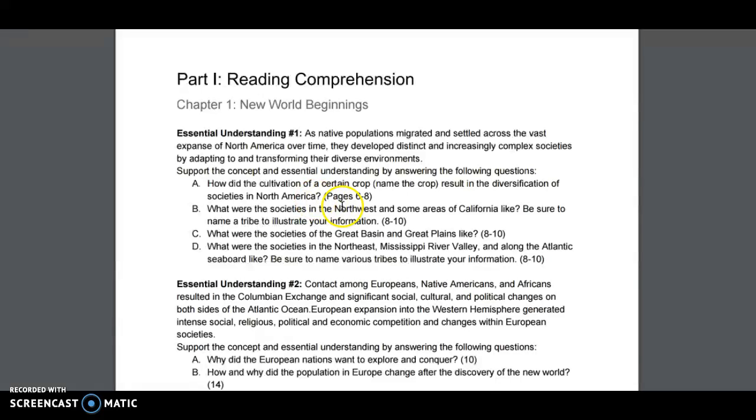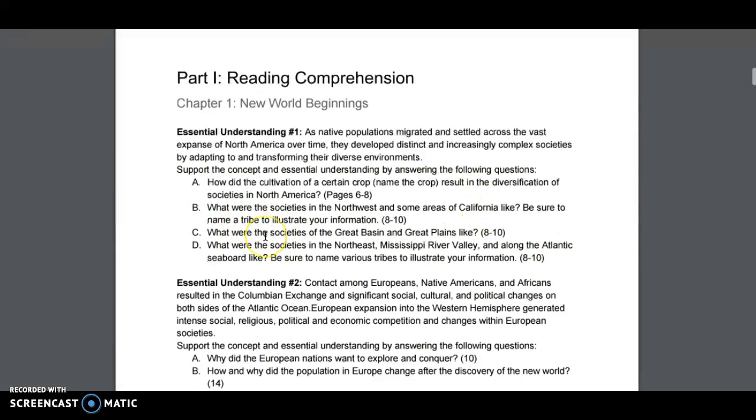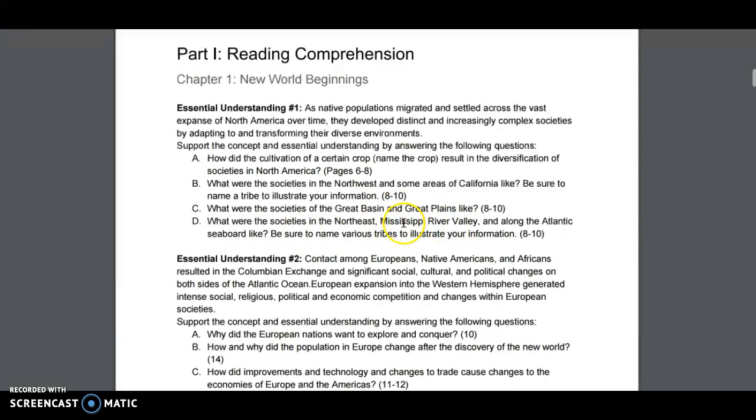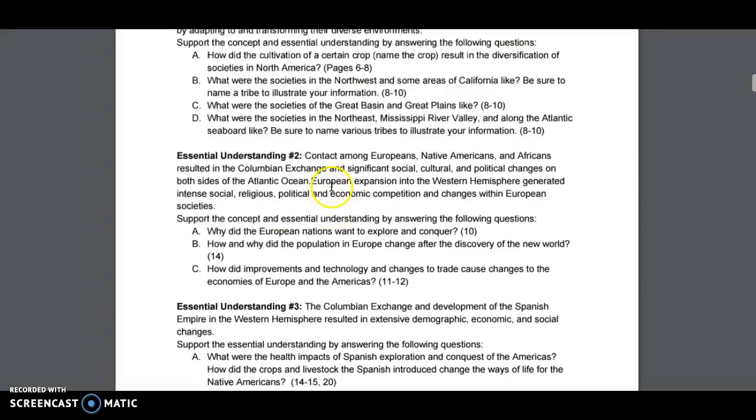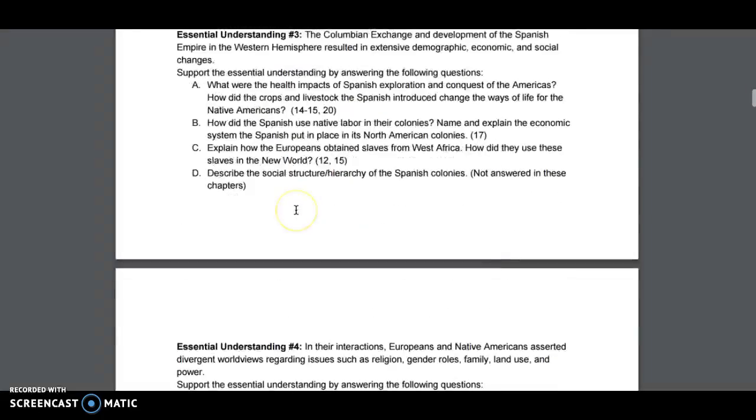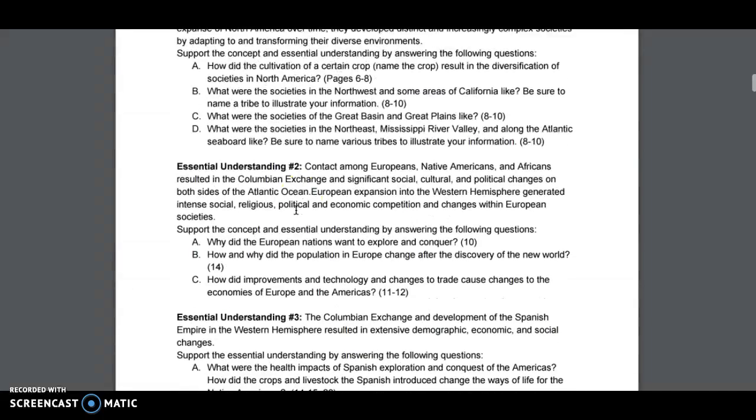And then it asks you to get a little more specific about different areas of the Americas, especially North America, the Northwest, like Washington and Oregon area, and the West Coast, like California. And then you need to be specific. And then I ask you about the Great Basin and Great Plains. So that one is all about Native Americans. I'll do one more with you just so we can illustrate this point.